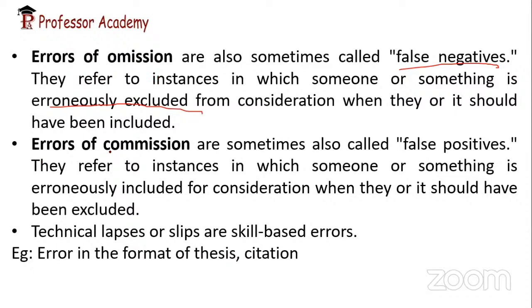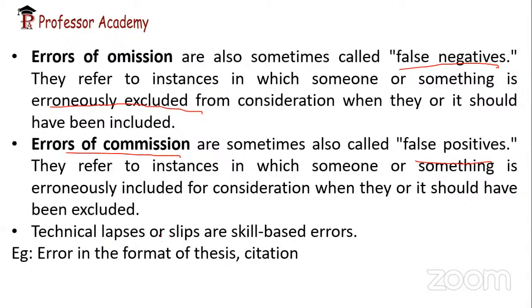Then let's see what is error of commission, which is the opposite of that. These are sometimes called false positives. They refer to instances in which someone or something is erroneously included for consideration when they should have been excluded. This shouldn't show up in your research outcomes, but it has been included. So we are including something to be excluded. That is the opposite of the error of omission, that is, error of commission.